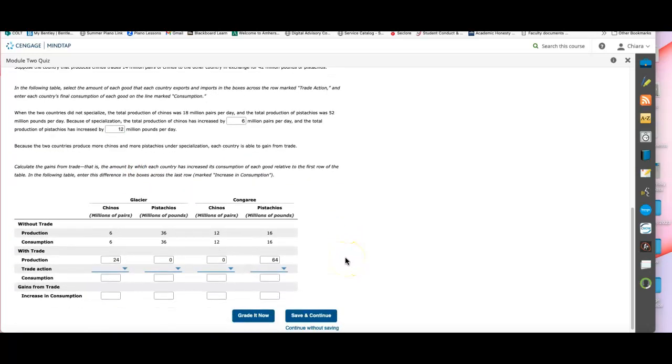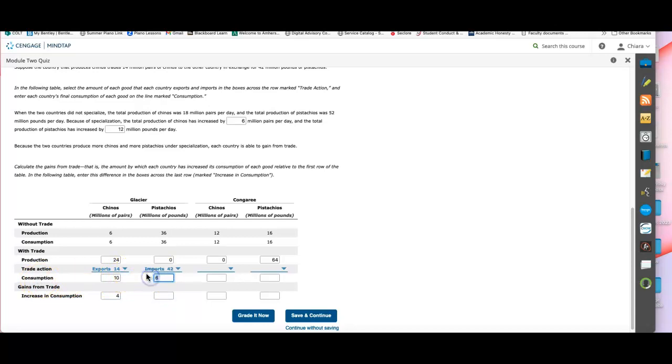So let's see what happens when we trade. We already know that Glacier only produces chinos, so it's going to export them. Export 14 million of them, right? 24 minus 14 is going to give us what's left for Glacier, which is a consumption of 10. Is 10 higher than 6? Sure it is. 10 minus 6, we're going to have an increase of 4. Let's move to the next one. Because it's not producing pistachios, it will import them. And it's going to import 42 million pounds of pistachios. 42 million minus 36 is going to be 6 million pounds.